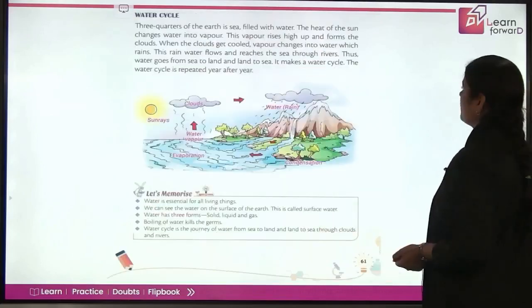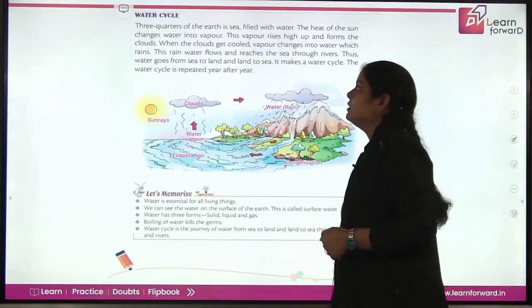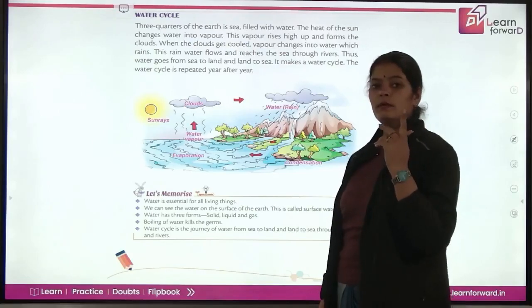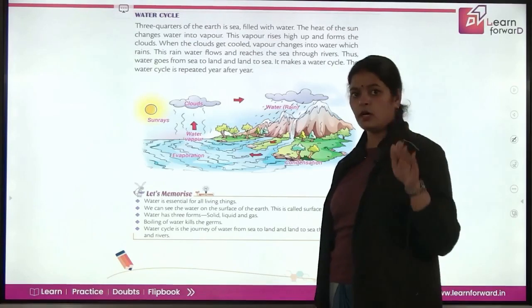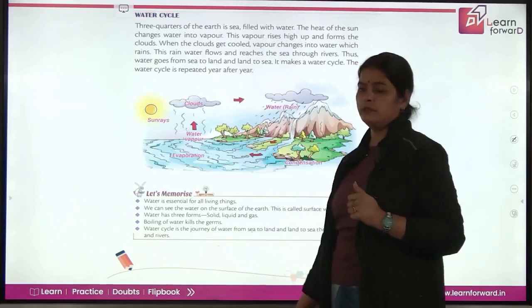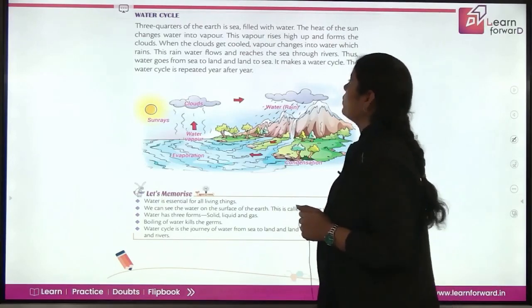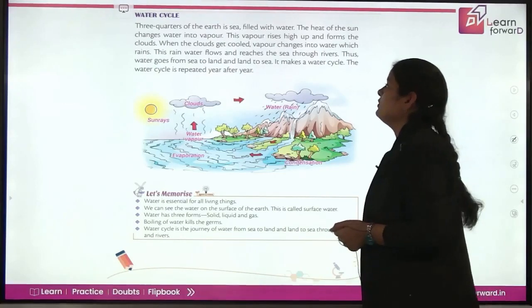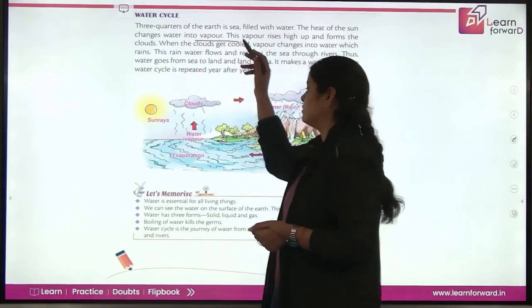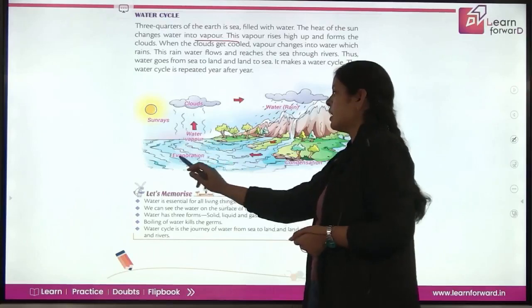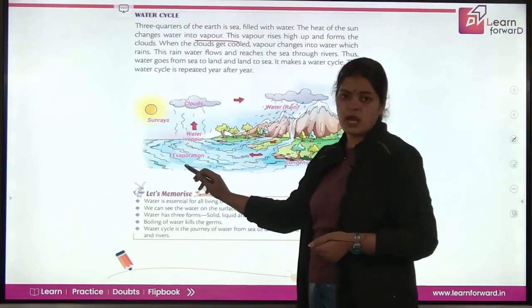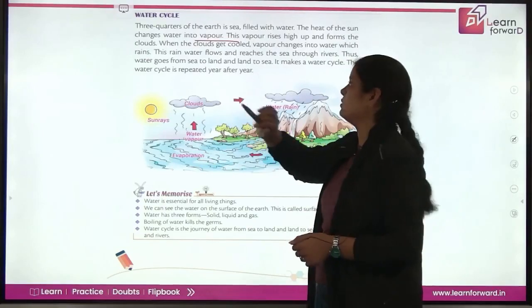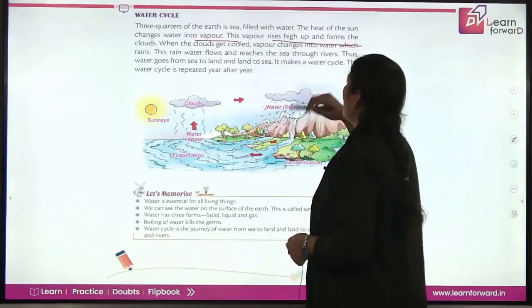Okay. Now water cycle. Remember I told you that 3 parts out of 4 of your earth is covered with water. So 3/4 of the earth is sea, filled with water. The heat of the sun changes water into vapor. So the sun's rays are changing it, the evaporation is happening here, and the water is being changed into vapors. This vapor rises up and forms the cloud.